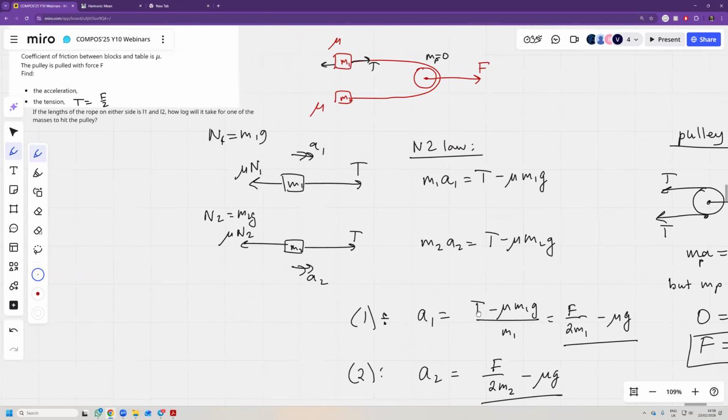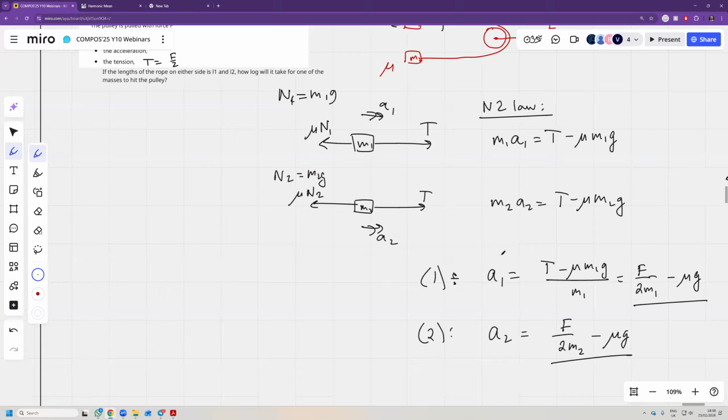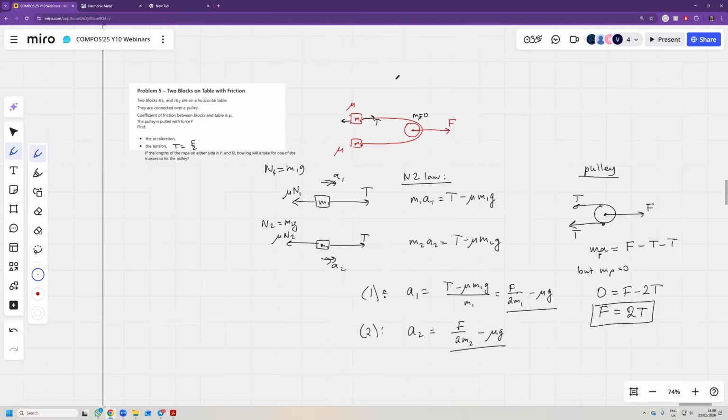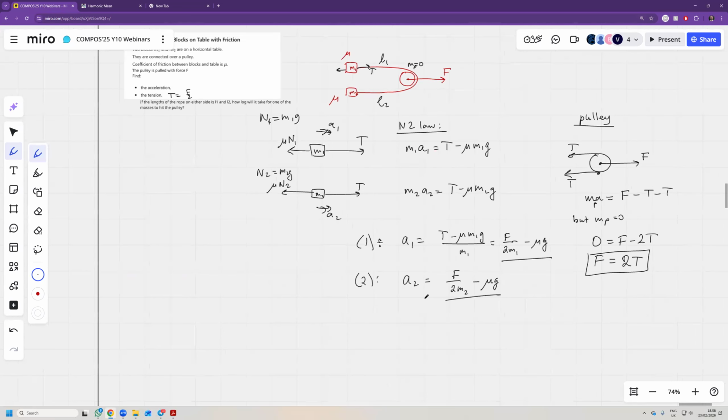What else do we need? Oh, the length of the rope on either side is L1 and L2. If this is L1 and this is L2, if M1 is bigger, yeah, so they have different accelerations, and that's normal, even though they're connected by a rope. That's a good point. Thank you. That's it for that question.